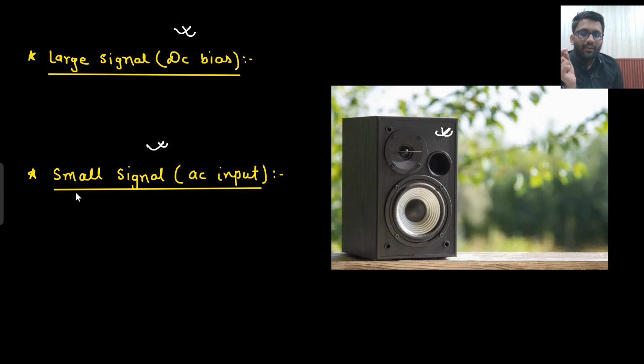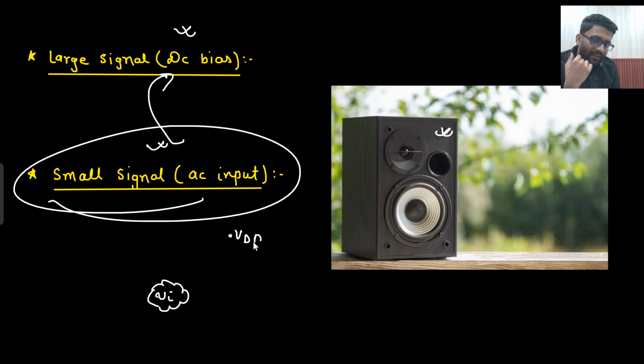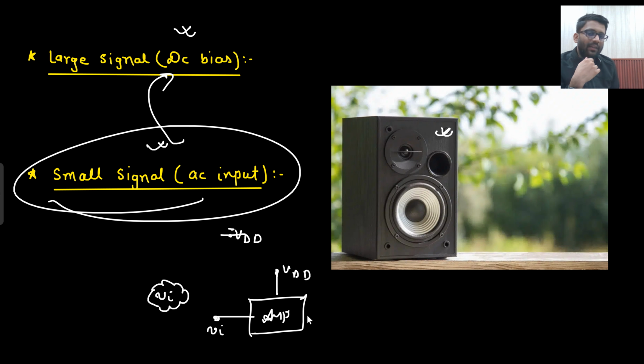Now, important thing, whenever you are studying small signal analysis, at that time you will ignore the large signal. That means you will nullify all your large signals. Basically, if I am doing the analysis of small V in, then whatever supply I have applied, VDD, that will be shorted. This is my amplifier. It is having a VDD supply as well. It is having V input as well. And it will generate some V out. So if I am studying this analysis, then I will nullify this VDD.